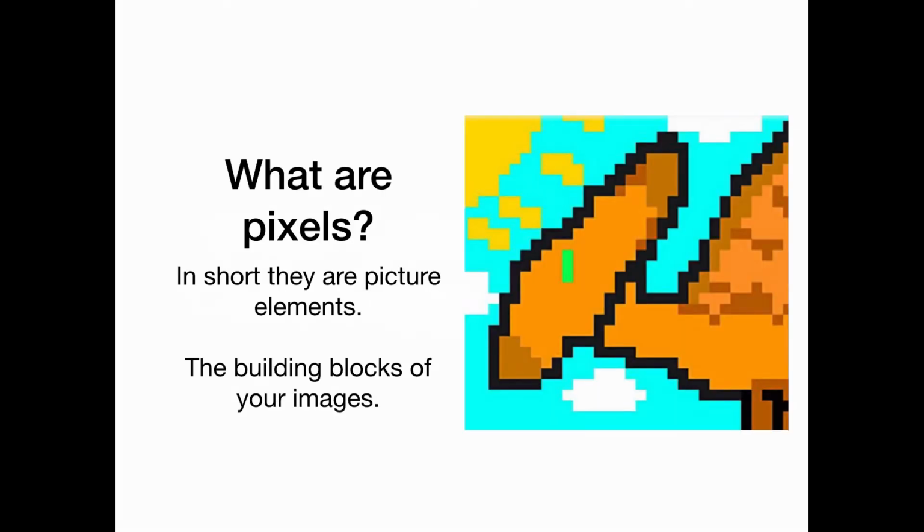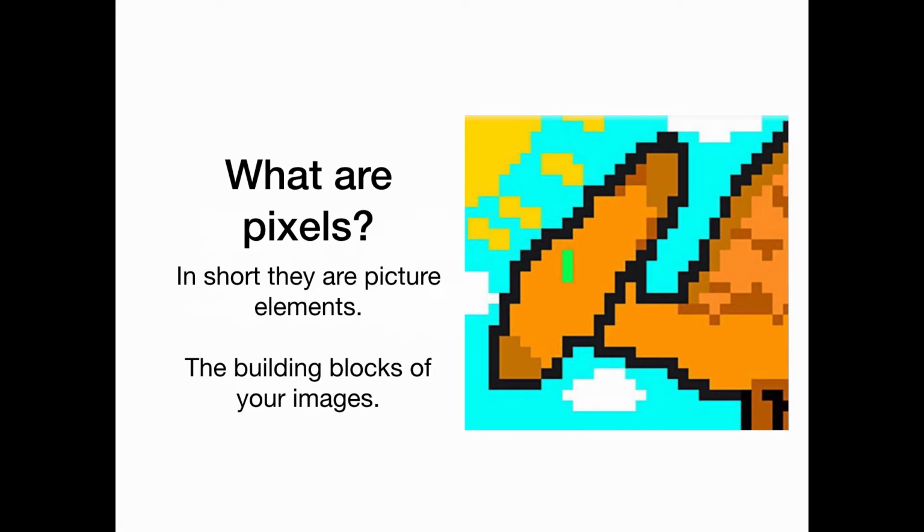All right, what are pixels? When we say PPI, that's pixels per inch. Pixels are the building block of an image, the building block of our video, the building block of our monitors, the building blocks of our TV set. They are picture elements. A pixel is short for picture element.